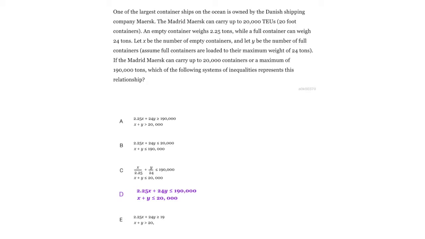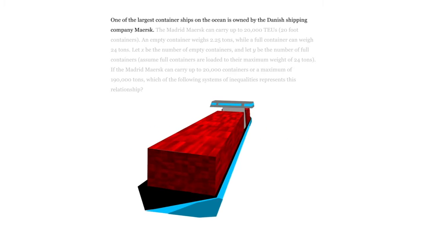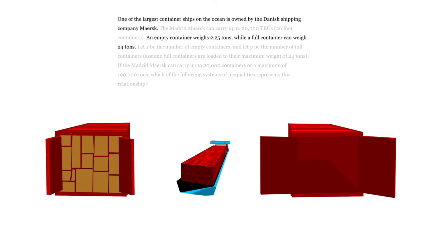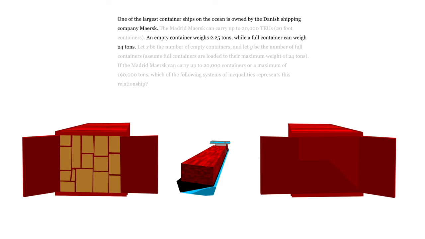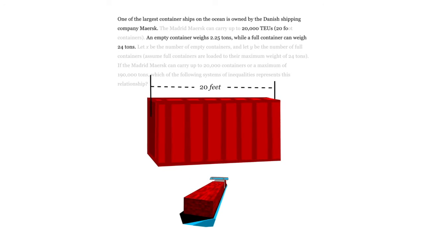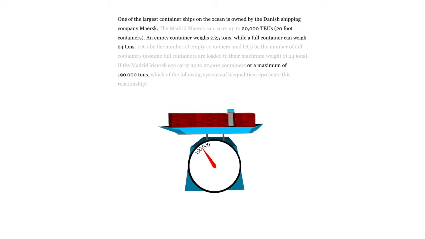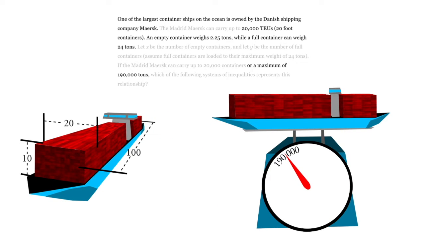I love this question. I think it's fantastic. All right. So we have this giant ship, and it has these containers on it. Some of them are empty and some of them are full. We have two different constraints that determine how much the ship can carry. One is it can only carry a certain number of TEUs of these containers. And the other is it can't weigh too much. So one's kind of a volume limitation and one's a weight limitation.